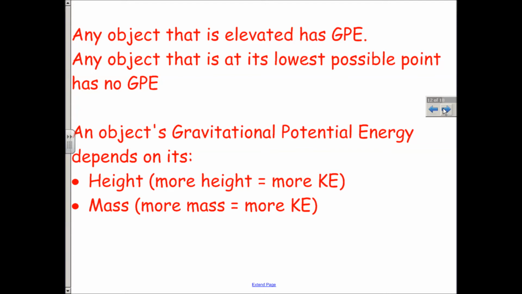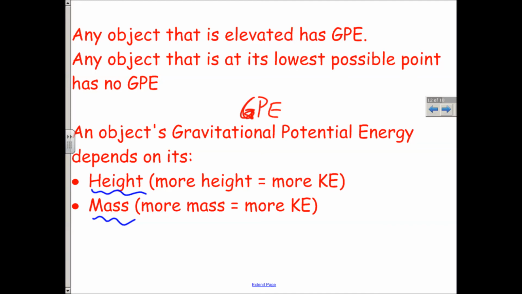So the gravitational potential energy, which I think I said this, we're going to call GPE. Gravitational potential energy depends on the height, how high up off the ground it is. The higher it is, the more GPE it has. And the mass. The more mass it has, the more GPE it has. Again, assuming that it's lifted. If it's not lifted, it won't have any GPE no matter how massive it is.